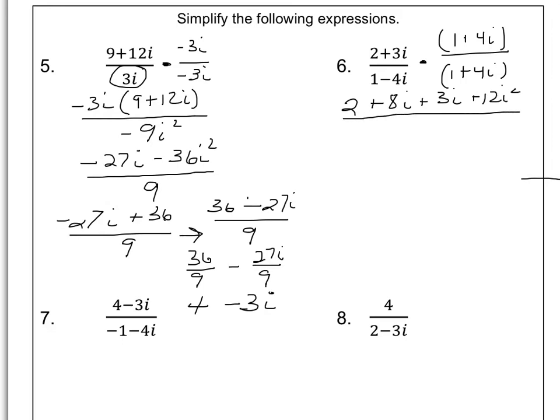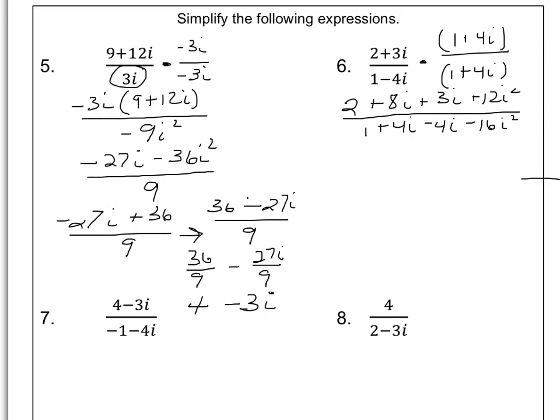Okay, and then in the denominator, if I go first times first, I get 1. Outsides, I get plus 4i. Insides, I get minus 4i. And last, I get negative 16i squared. Okay, now we just have to simplify the top and the bottom.